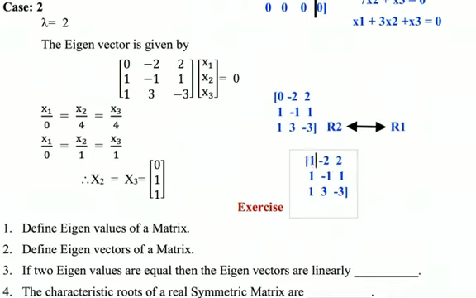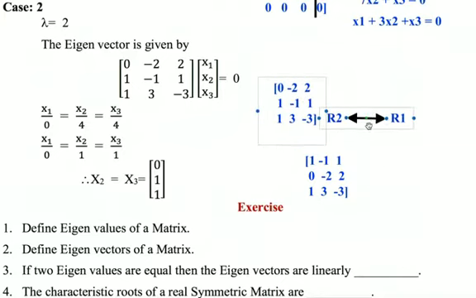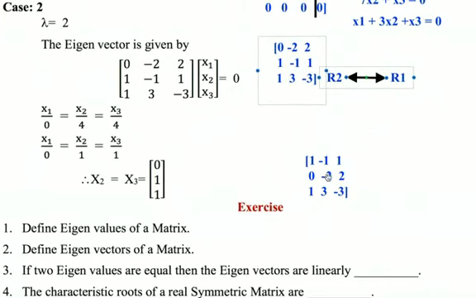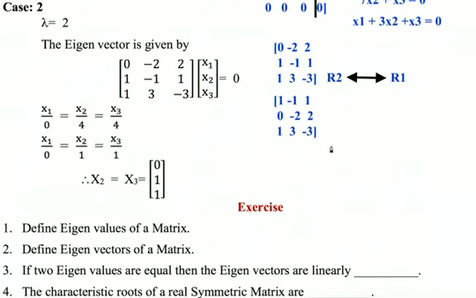This becomes 1, this becomes minus 1, this becomes 1, this is 2, this becomes minus 2, this becomes 0, right? So you need not perform the elementary row operations on the second row. Why? Because the element which you want to make 0 is already 0. Now perform the elementary row operation on row 3, that is r3.